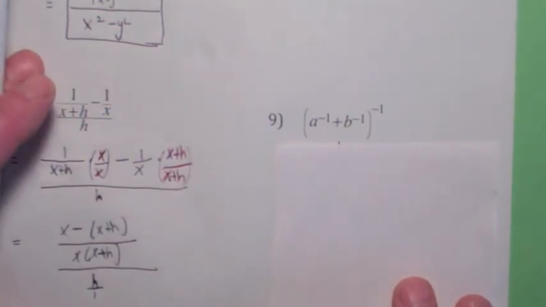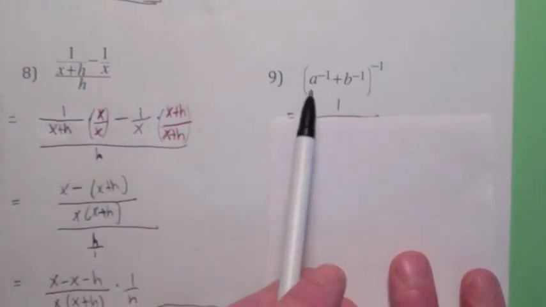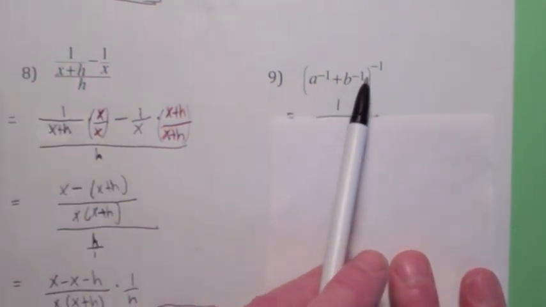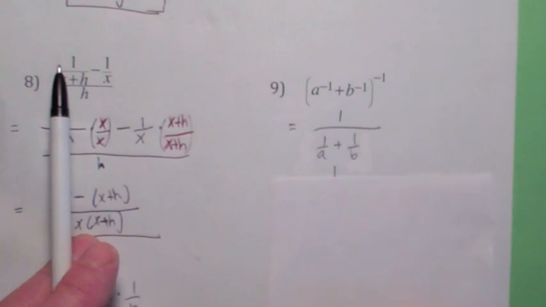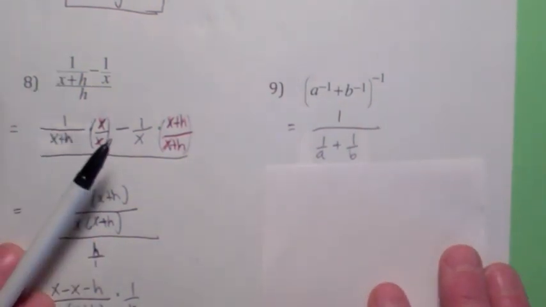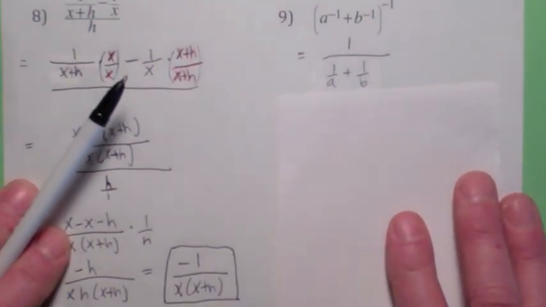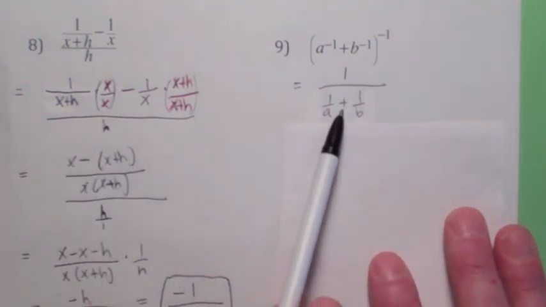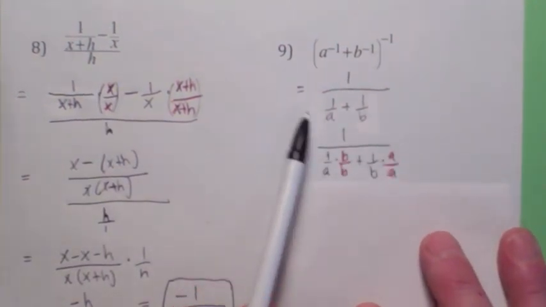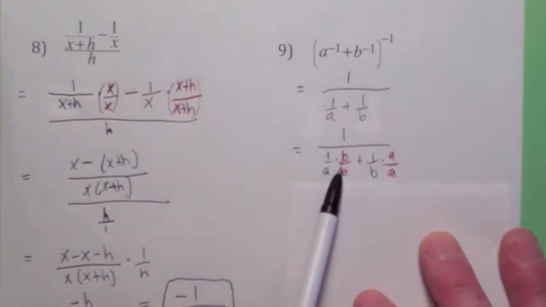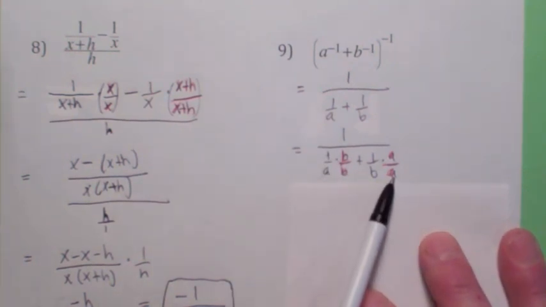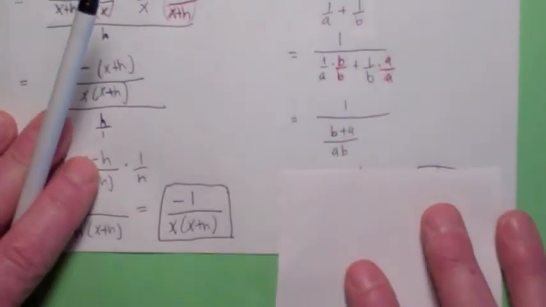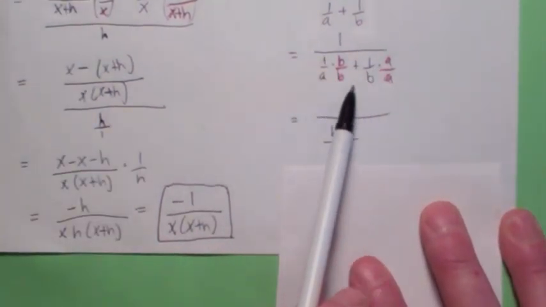So what do you do? Well, you do it the old-fashioned way. You'd write this as 1 over a plus 1 over b to the negative 1 power. So it becomes 1 over a plus 1 over b. So it's sneaky, but you have to be able to recognize that. So you get the common denominator on the denominator then. Multiply this by b over b, this by a over a. So you get 1 over, this becomes b plus a over ab.